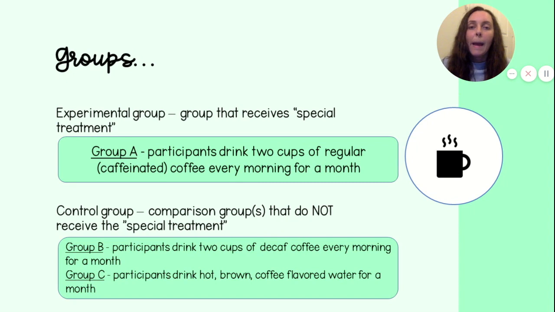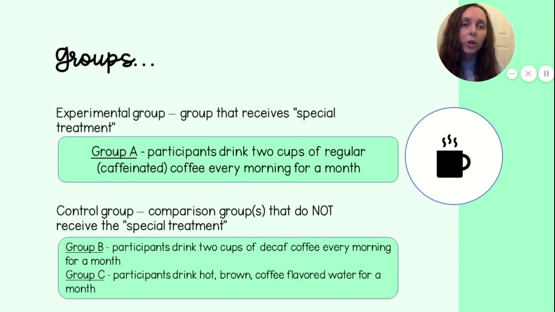So group A, these are the people that are actually going to get the caffeine because they're in the experimental group. So let's say we have defined caffeine as 2 cups of regular caffeinated coffee every morning. So group A is going to drink 2 cups of coffee every morning for a month, which just hurts me in my stomach a little bit, but it's okay.